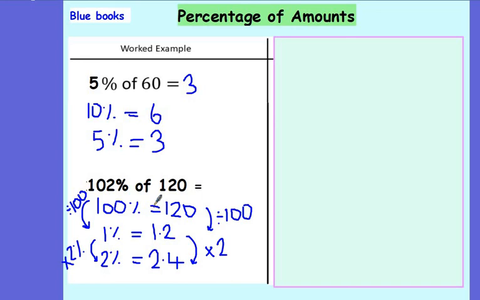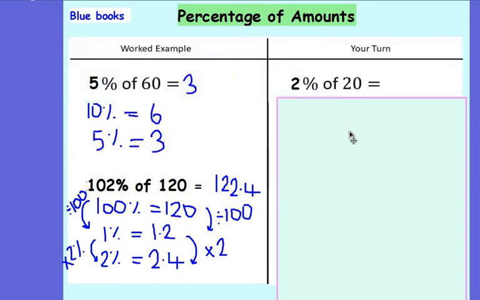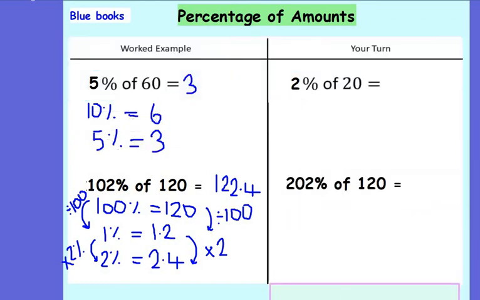I then need to combine up my 100% and 2% to give me 122.4. Over to you, Year 7, in your dark blue books. Please can you now have a go at these two questions for me. Pause the video and work those out now, please.